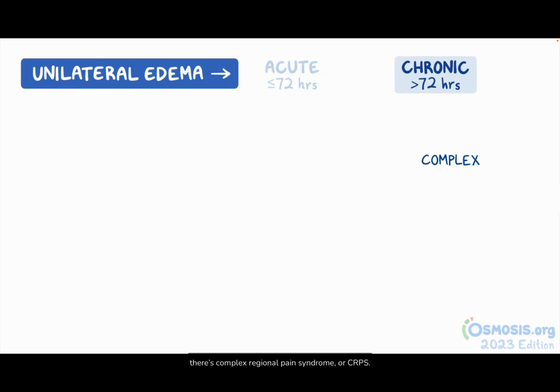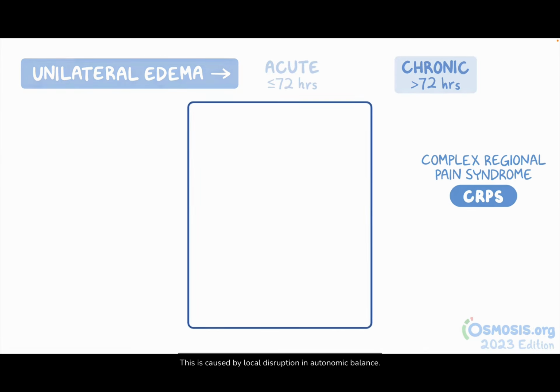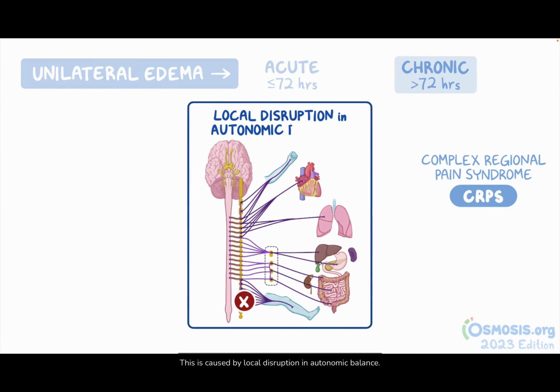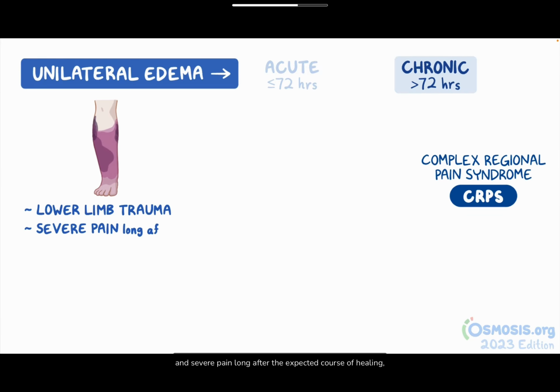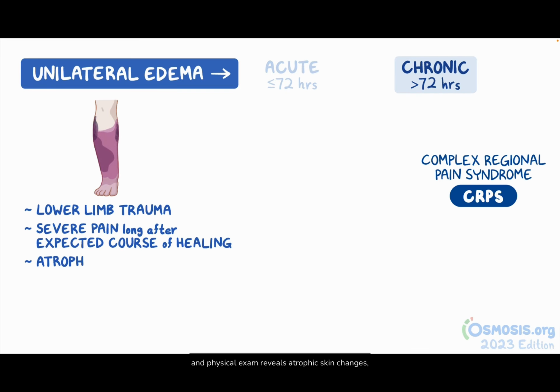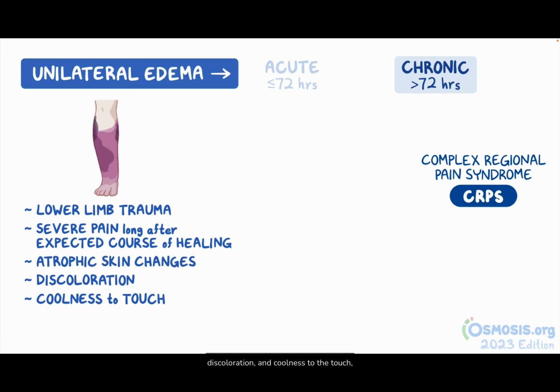Finally, there's complex regional pain syndrome, or CRPS. This is caused by local disruption in autonomic balance. If your patient has a history of lower limb trauma and severe pain long after the expected course of healing, and physical exam reveals atrophic skin changes, discoloration, and coolness to the touch, then you may suspect CRPS.